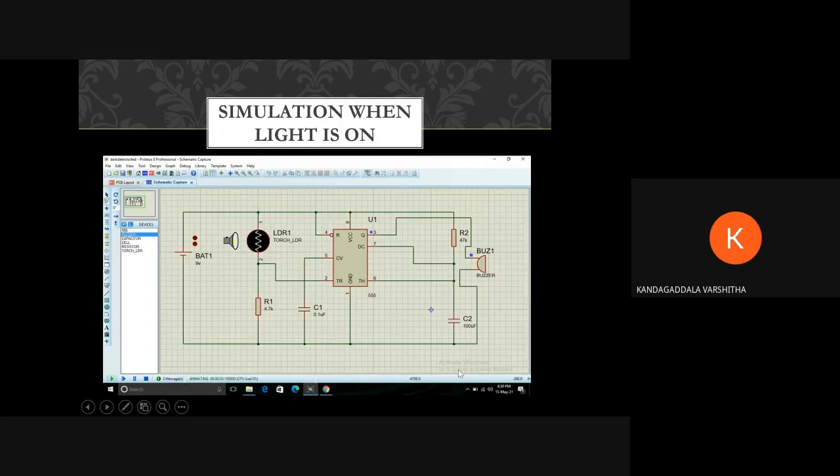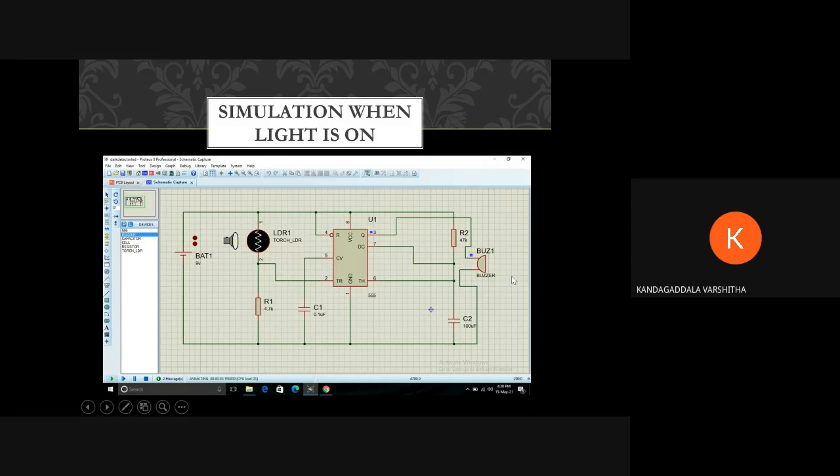When a light is on, let me explain the complete connection of the circuit diagram. Pin 2 is connected to the LDR, and the LDR is connected to a 9-volt battery, which is the power supply. Pin 5 is connected to a capacitor of 0.1 microfarad, and the LDR is connected to a 4.7 kilo ohm resistor, and pin 1 is grounded, and pin 6 is connected to another capacitor of 100 microfarad, and pin 7 to a 47 kilo ohm resistor, and output pin 3 to a buzzer.